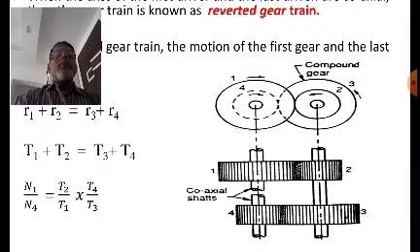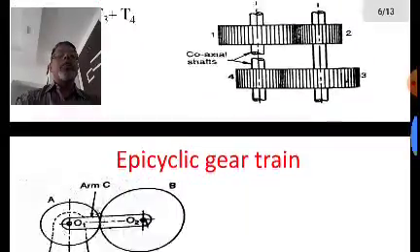And for the velocity ratio, again N2 and N3 are on the same shaft, so the speeds of N2 and N3 will remain the same. So N1 by N2 into N3 by N4, and N2 and N3 will get cancelled. So we'll get N1 by N4 is equal to T2 by T1 into T4 by T3, right? This is the velocity ratio for the gear train.